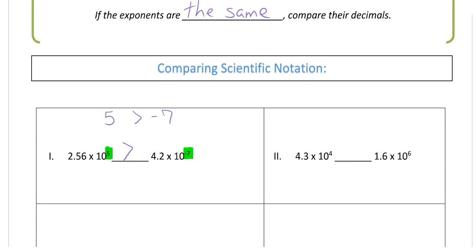So if we look at number 2, I'm going to first look at my exponents. I see I have 4 compared to 6. Well, 4 is less than 6, so we would say that 4.3 times 10 to the 4th is less than 1.6 times 10 to the 6th.